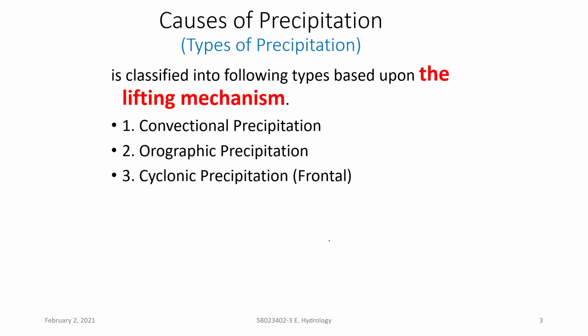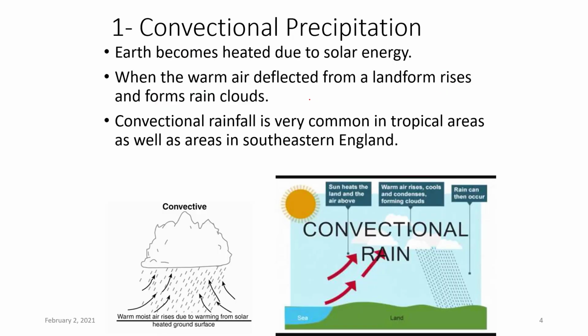Now here are the types of precipitation. Number 1, convectional. Number 2, orographic, and cyclonic. Actually, these are the types of precipitation according to the lifting mechanism, the lifting mechanism of the water vapor to cause cloud. Let's start with the convectional precipitation.